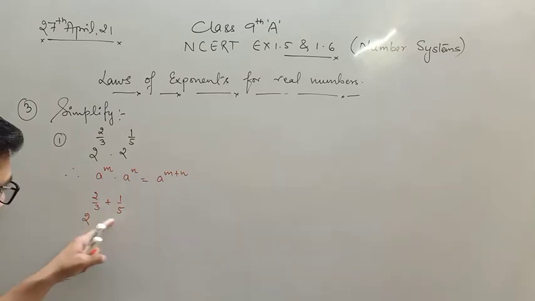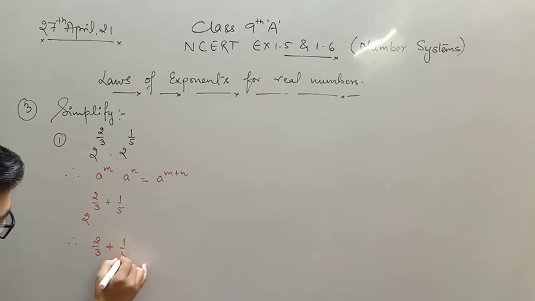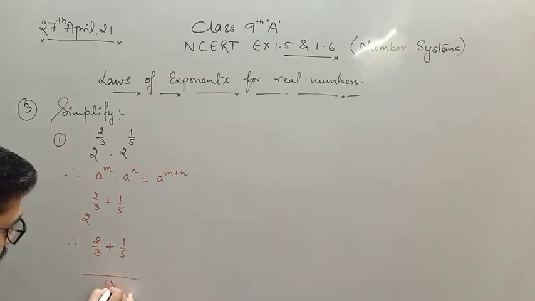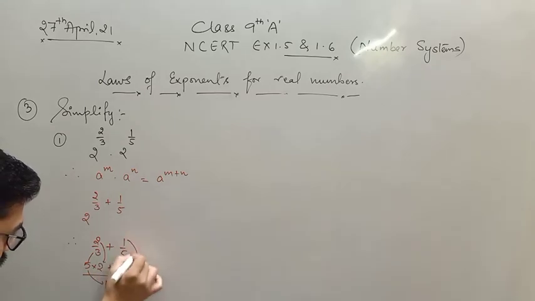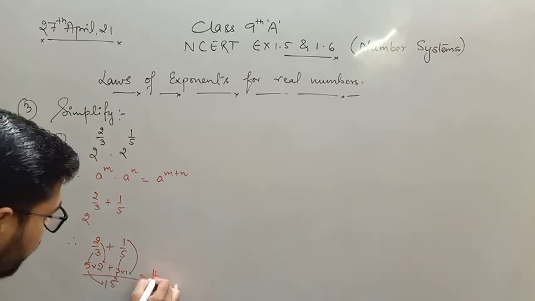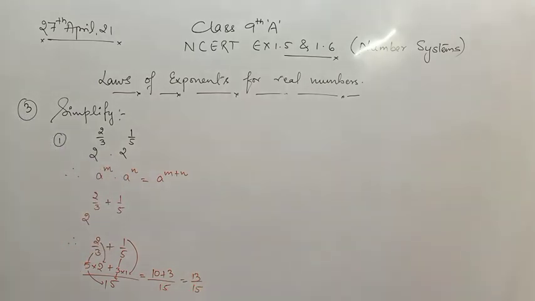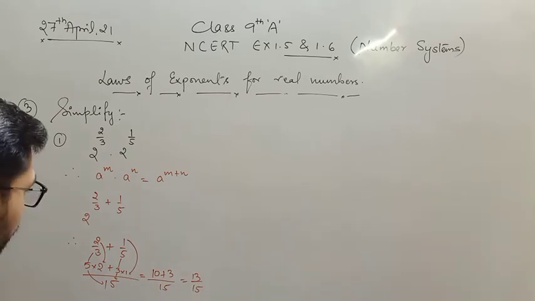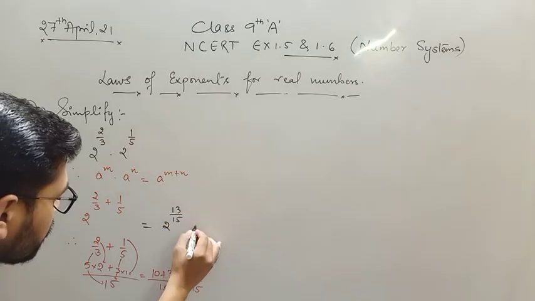Now I just need to solve this part separately. 2 by 3 plus 1 upon 5. The LCM of 3 and 5 is 15. 3 fives are 15 into numerator, 5 threes are 15 into numerator. So what can I write? 5 twos are 10 plus 3 divided by 15. So 13 upon 15. This can be written as 2 to the power 13 upon 15. So this is your answer.